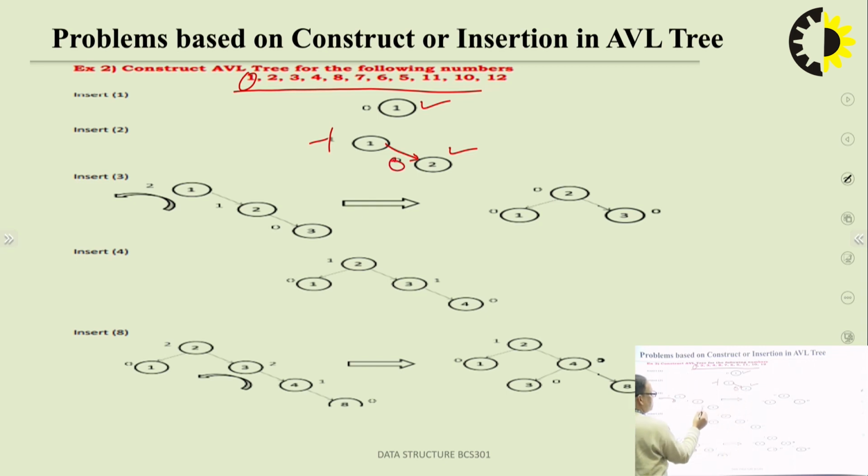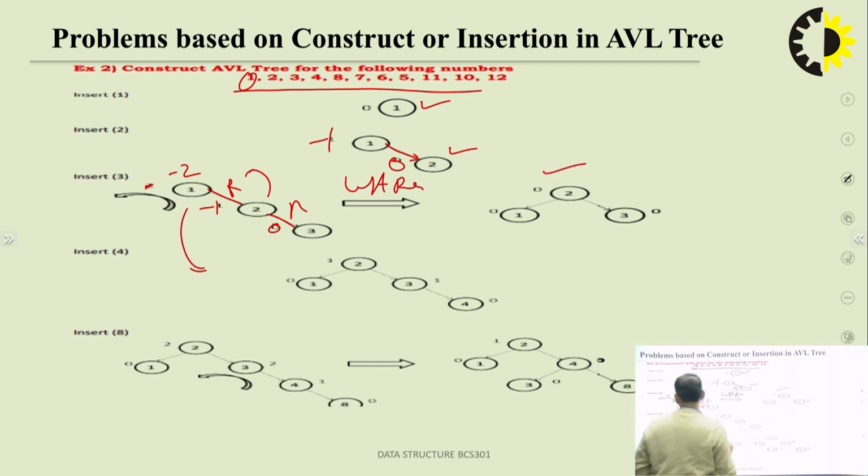Now we insert the 3. 3 will be inserted here, with balance factors 0, -1, and the balance factor of the root is -2. So it becomes -2, so right and right. In this situation we need to perform the left rotation and 2 becomes the parent. So this will be the AVL tree. When we insert 4, it will be inserted here. So 0, -1 and again -1. The tree is balanced.